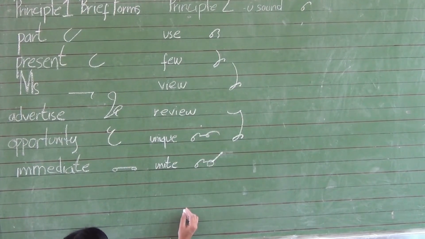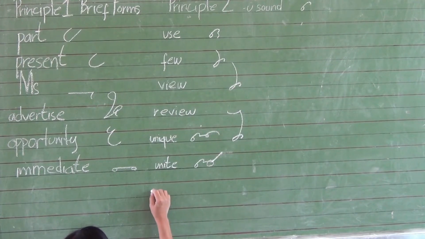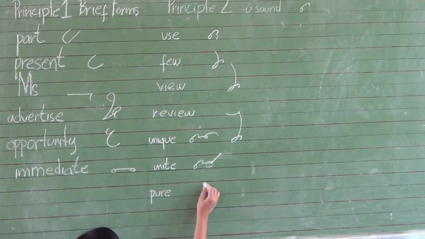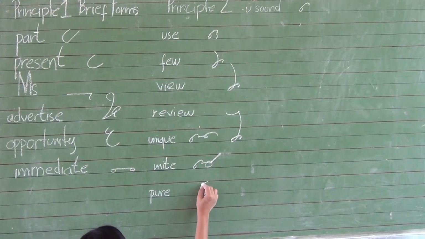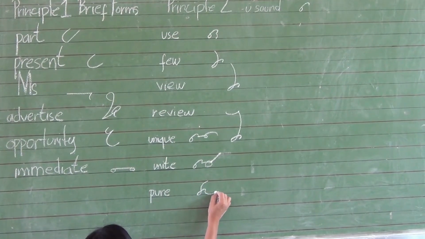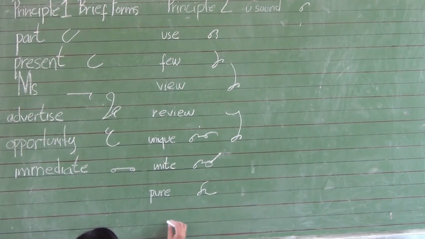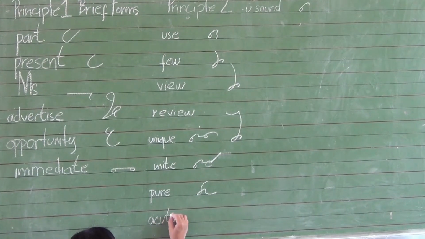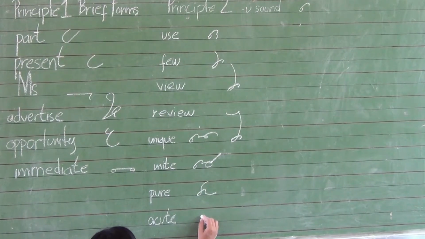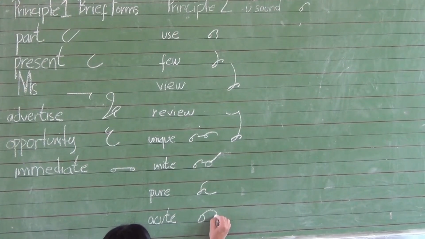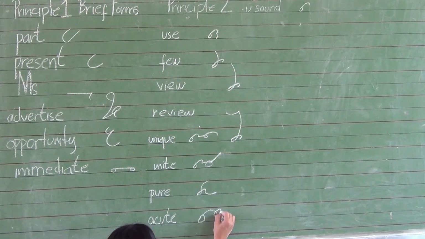Next, pure. It is represented by P, E, OO hook, and R stroke. Next example, acute. It is represented by A stroke, K, E, OO hook, and T stroke.